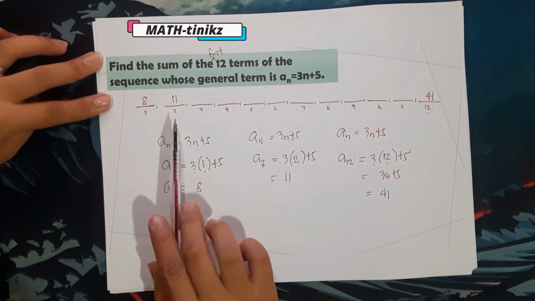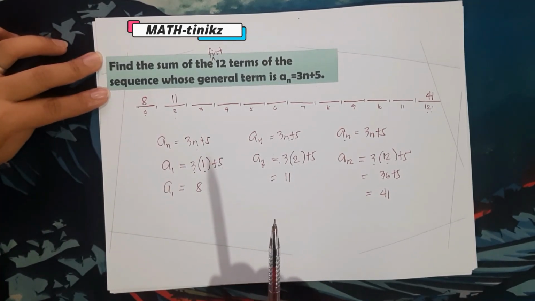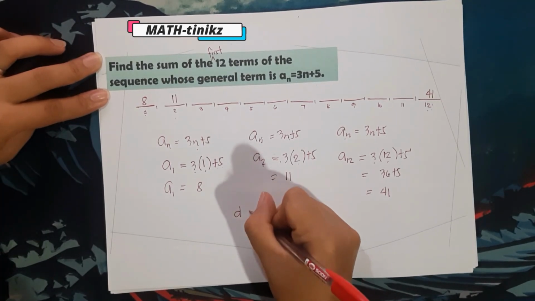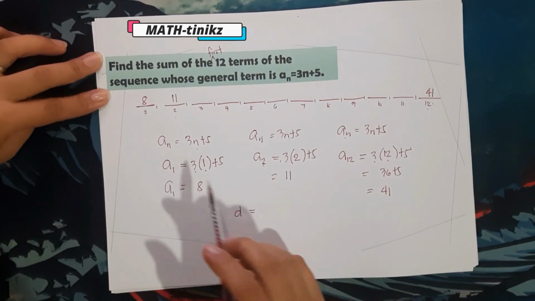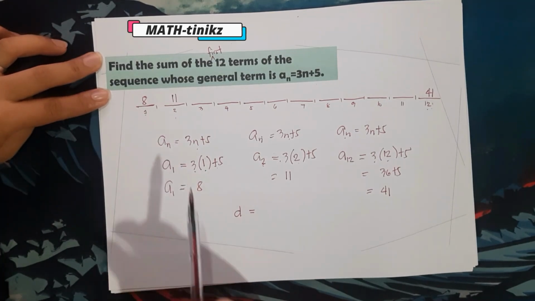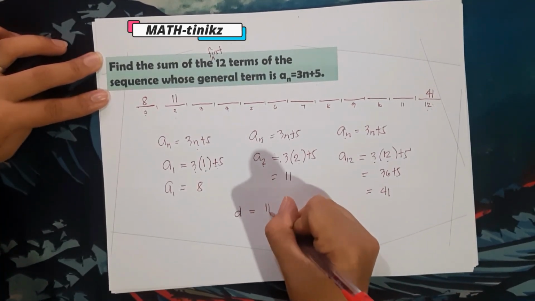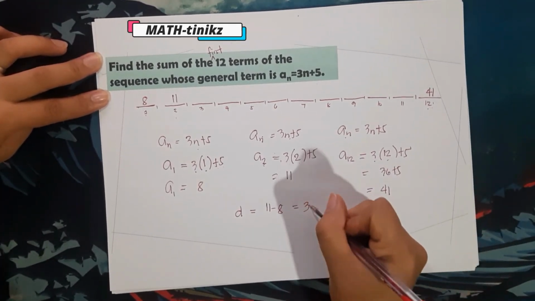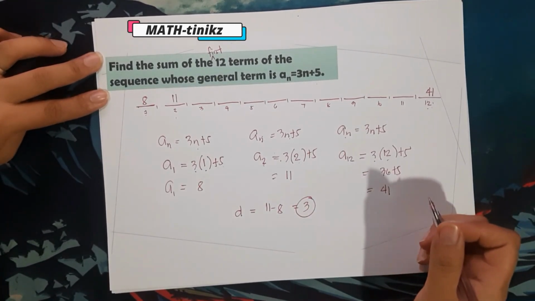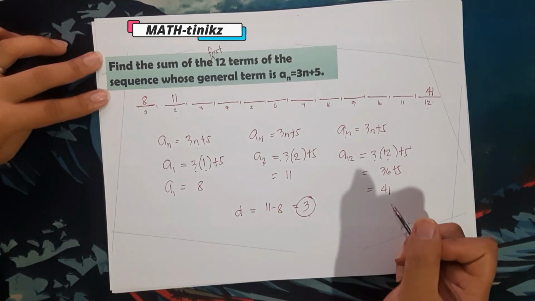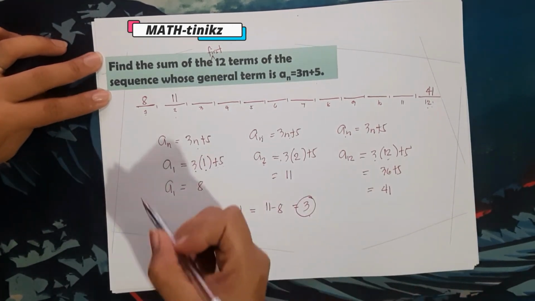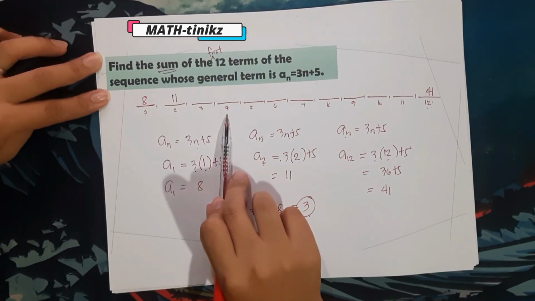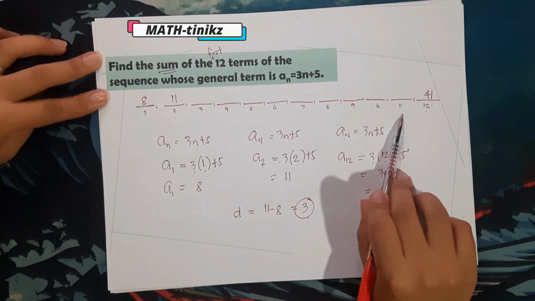With the first term and the second term, let us get the common difference. How do we get the common difference, the d? We just subtract 8 from 11. So, 11 minus 8 is equal to 3. And this is our common difference. Since we have the common difference, we can now solve their sum, even without the third term, the fourth term, up to 11.